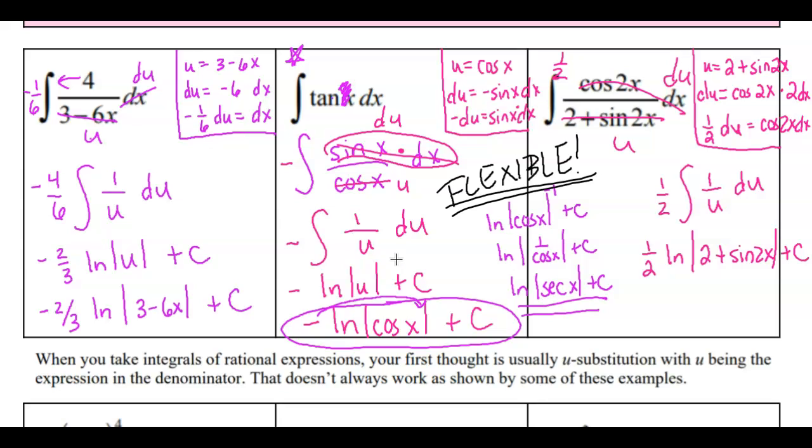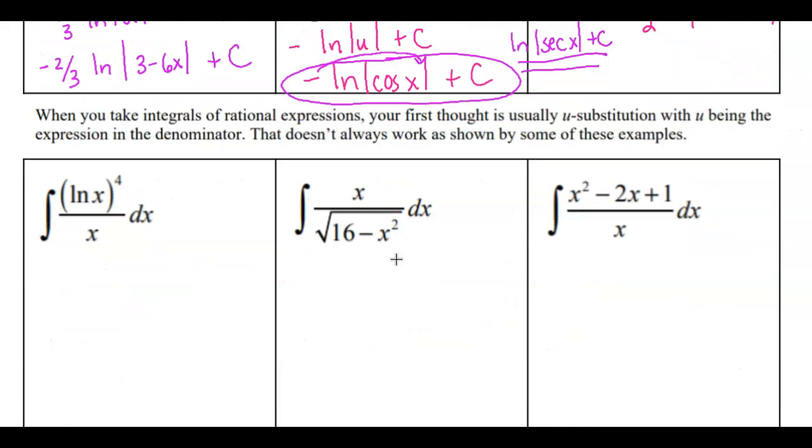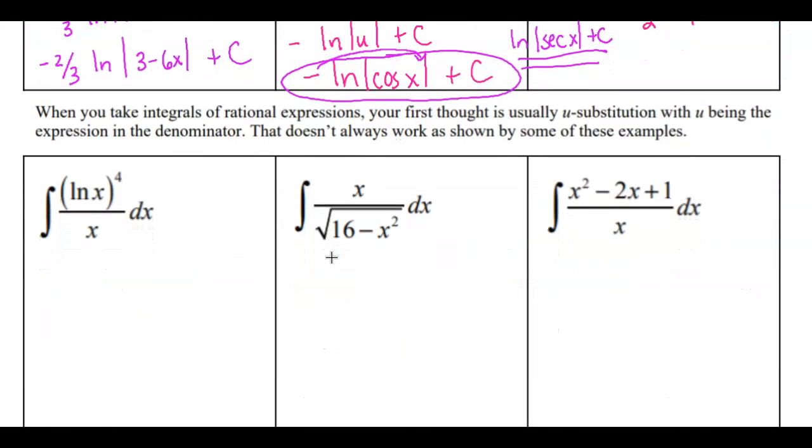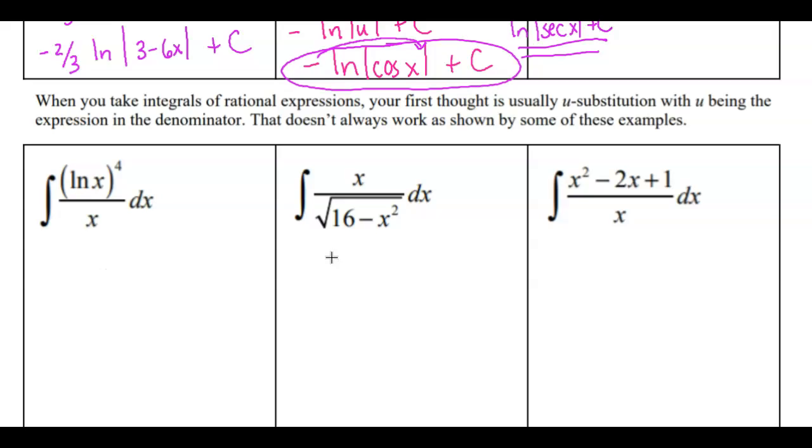And because of this addition, if I brought that up as a power, it doesn't make it much easier. So they might change it as a square root. Who knows? All right, so now when you take the integrals of rational expressions, sometimes you might think, just like on those 3 problems, that your u is going to be the denominator. But sometimes it's not. So just kind of play around with things.